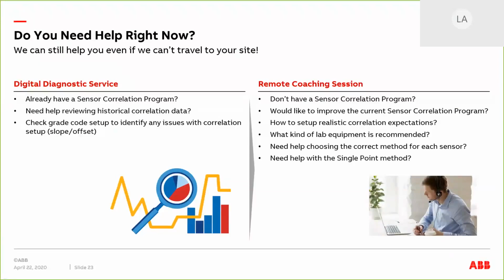How about we talk about how to set up realistic correlation expectations? What kind of lab equipment is recommended? We get a lot of requests: what kind of lab should we buy, the benchtop testers? How about choosing the correct method for each sensor? And if you need help with the single point method, I wish we could FaceTime with you when you're doing this testing, where we can spot a lot of errors in the sample taking process. But we even have a video that can show you how to do the single point properly.